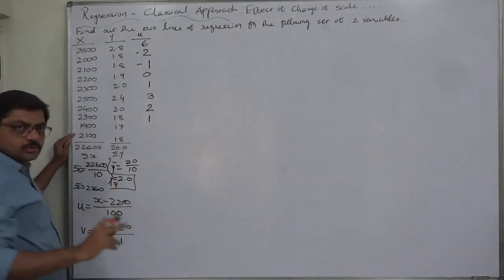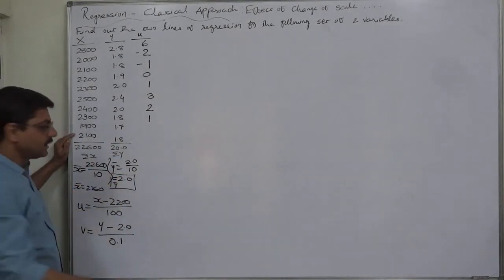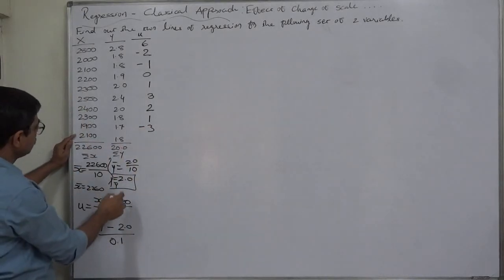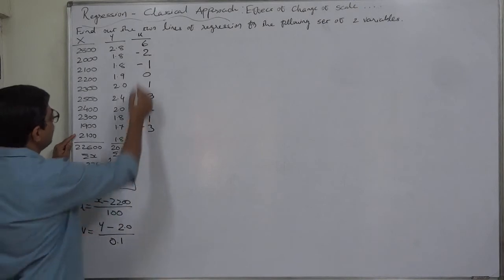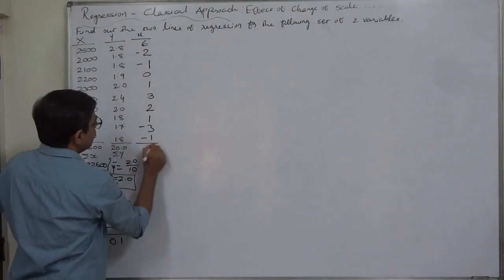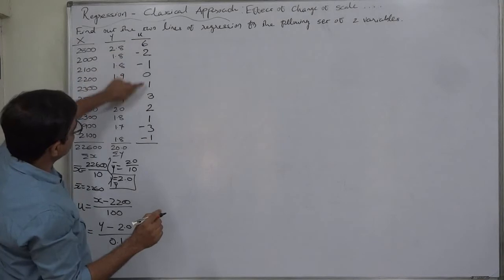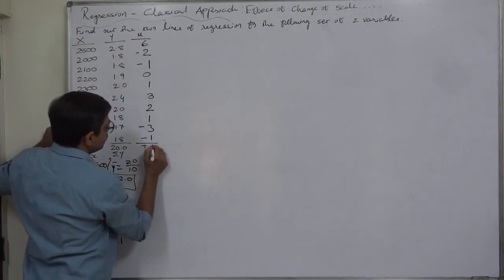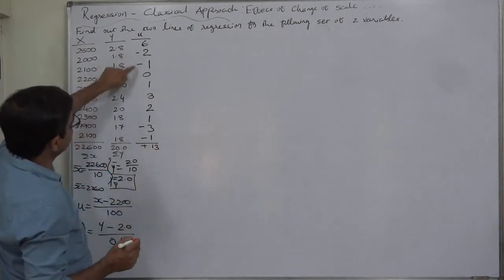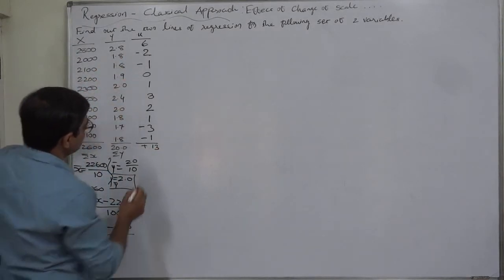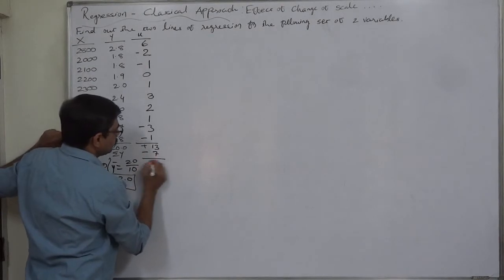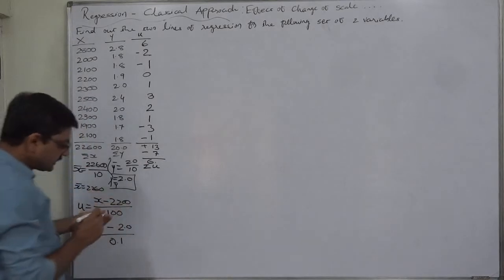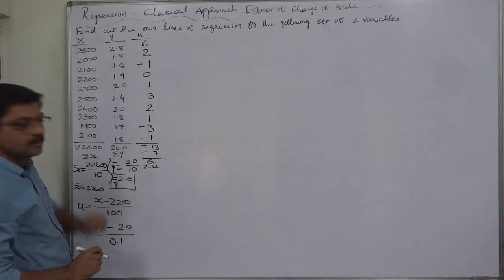1900 minus 2200, negative 300 divided by 100, negative 3. 2100 minus 2200, minus 100 divided by 100, minus 1. Summation of positive numbers is 6 plus 1, 7 plus 3, 10 plus 2, 12 plus 1, 13, positive 13. Negative is 2 plus 1, 3, plus 3, 6 plus 1, minus 7. So summation is 6. Now the question is, is this summation correct or not?